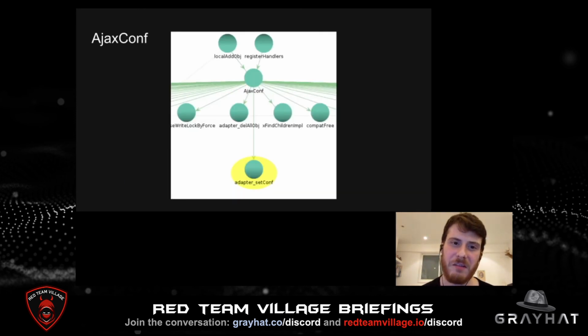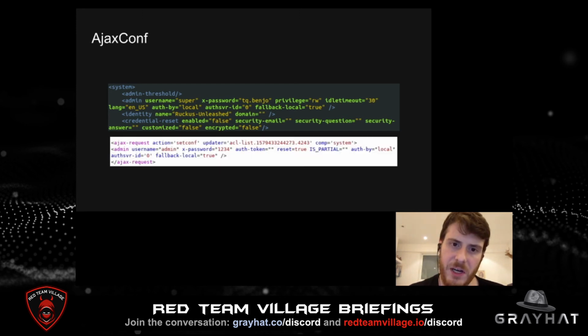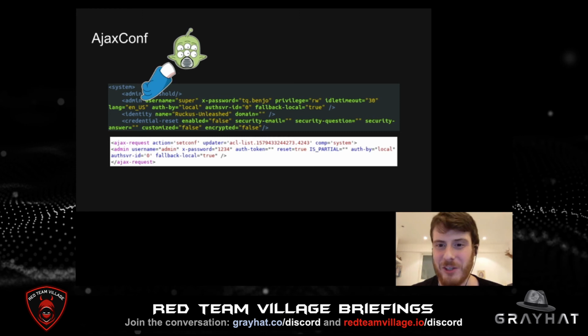AjaxConf is a very big function that does all sorts of stuff. One of them is using something called adapter setConf to update different configuration files. In particular, it can update the main system.xml configuration. And as we saw, login without access check forces me to use a specific XML element. But thankfully, this is the admin credential XML element.